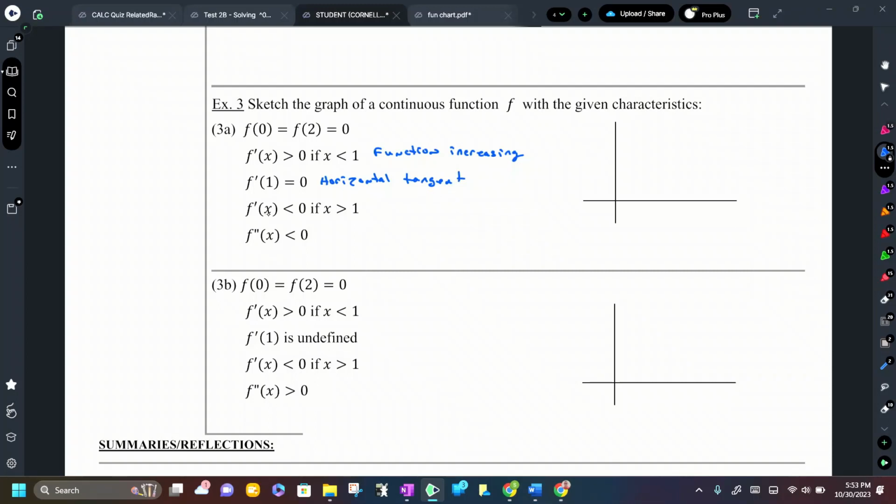And finally, if f prime of x is less than 0 for all x values greater than 1, that means that my function is decreasing on that interval.